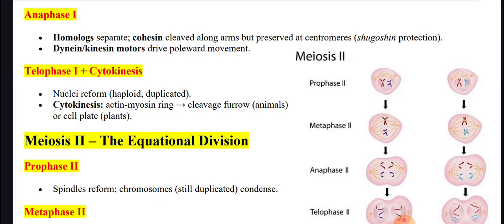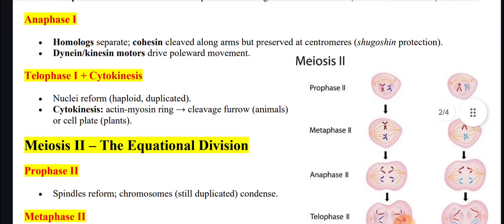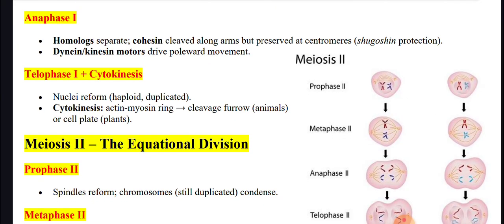Haploid, even though the chromosomes are still doubled. Yes, because each new nucleus only contains one set of chromosomes. Example, one copy of chromosome 1, one copy of chromosome 2, etc. Even though each of those chromosomes still consists of two sister chromatids.